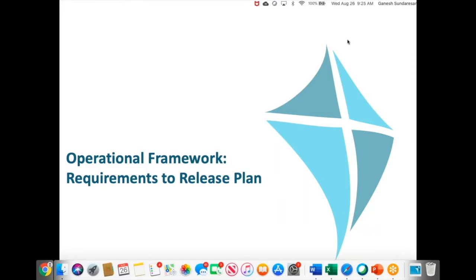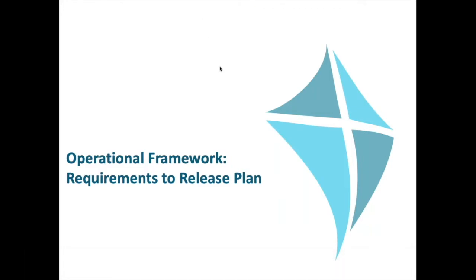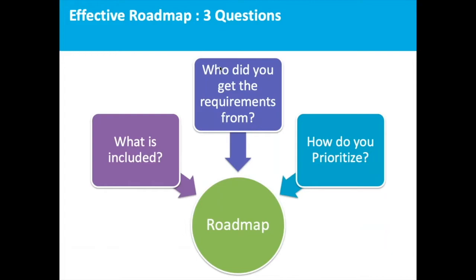Okay, so let's talk about some of the fundamental questions that we need to answer to develop an effective product roadmap. There are three main questions that you have to have answers for. The first one is what is included. The second is who did you get the requirements from, and the third is how do you prioritize. If you have answered these three questions effectively, you have a very effective and good roadmap for your product.